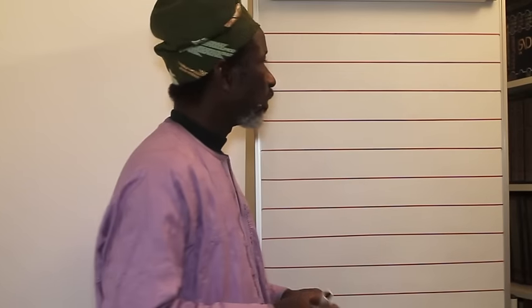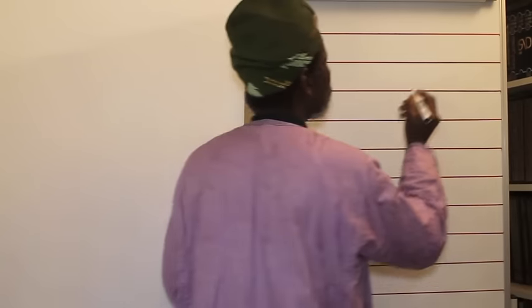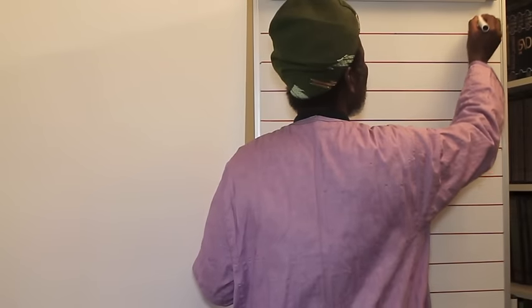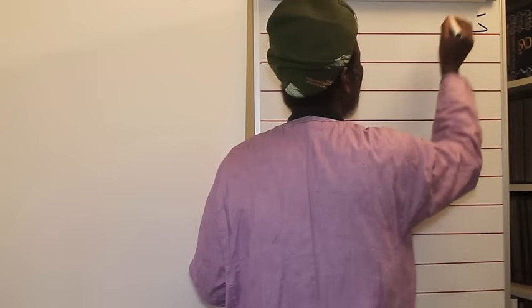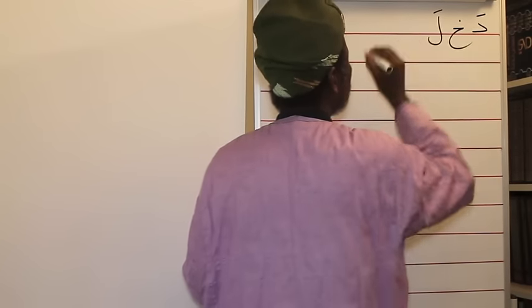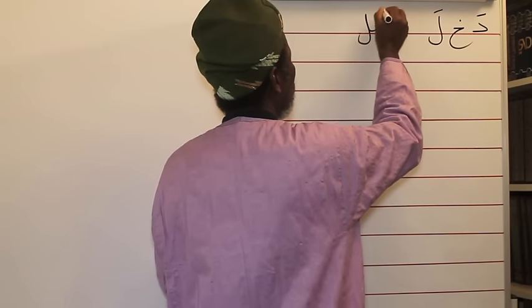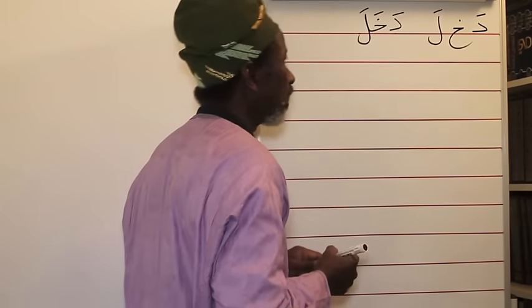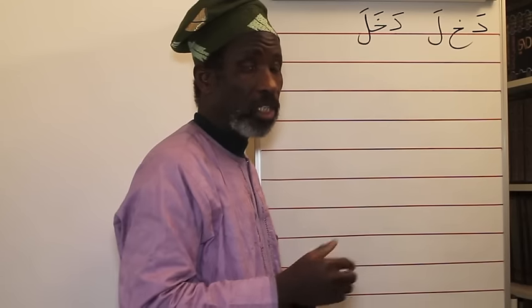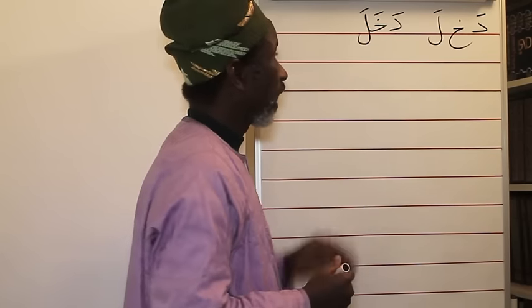Right, carry on page 31. Let's do letter dal now. So dal at the beginning, dakhala. Da, khala. Dal is a naughty letter, therefore it cannot be extended to join the letter to the left. Dakhala. We have dal in the middle, nadima.